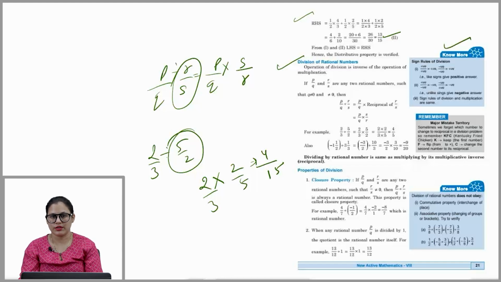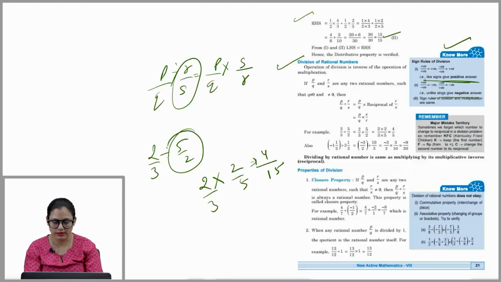Sign rules of division. Positive by positive is equal to positive. Negative by negative is equal to positive. Like signs give positive answer. Remember that. Like signs means same signs. And positive upon negative is equal to negative, and negative upon positive is equal to negative. Unlike signs give you negative answer. And number 3, sign rules of division and multiplication are same. Next, dividing by a rational number is same as multiplying by its multiplicative inverse, that is reciprocal.